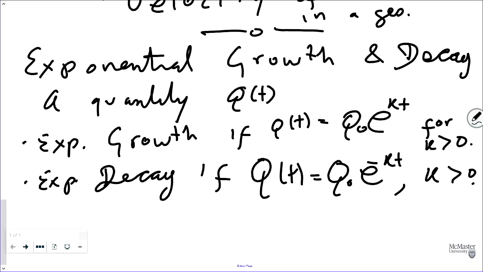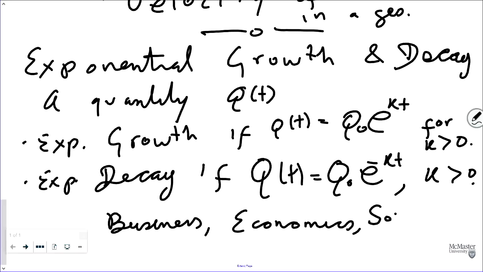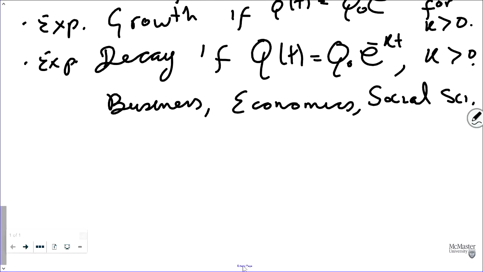So, if you want to imagine it, just take a practical example, right? In the exponential growth, k equal to 1, of course, it's going to grow exponentially. In the other, you have Q naught e minus t, so of course you're going to have a decay. So at this point, you're familiar with this. So the applications are in business, economics, social sciences, etc.